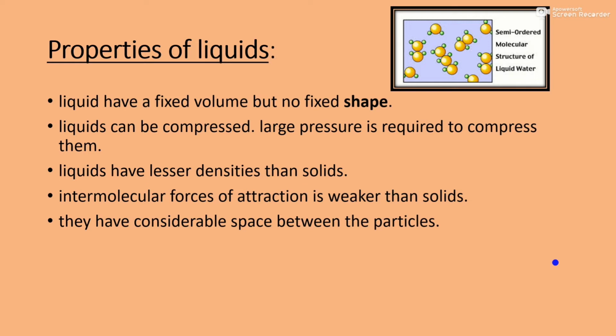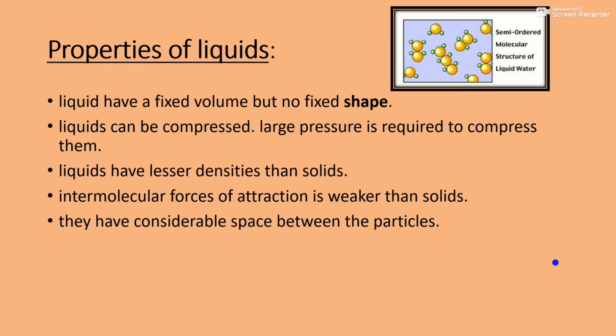Now, properties of liquid. Liquids have a fixed volume but no fixed shape. Liquid forms the shape of the container. If you put water into a glass, then the shape of the water will be like the glass. And if you put the same water into a bucket or into a mug, then the shape will be as per the container. Liquids can be compressed. Large pressure is required to compress them.